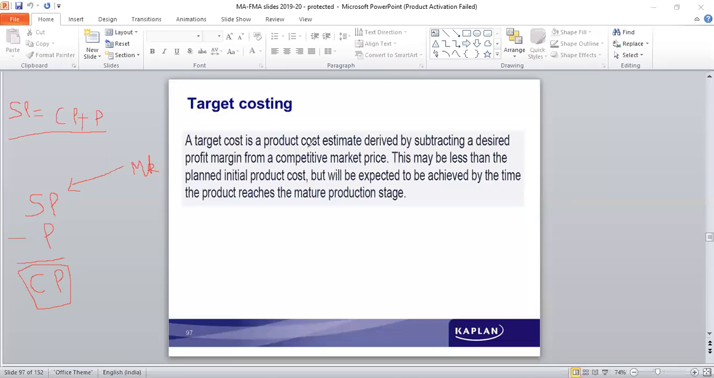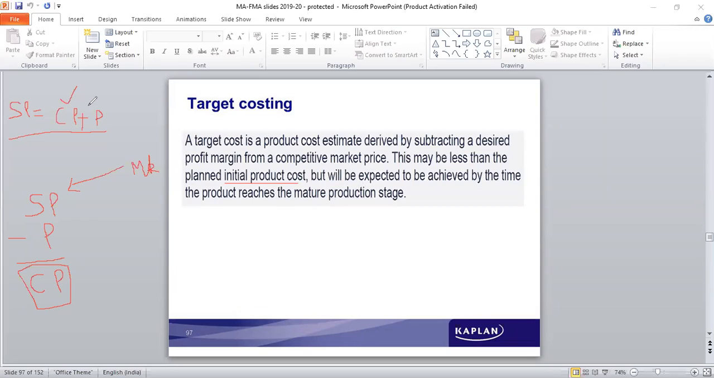It says that a target cost is a product cost estimate derived by subtracting a desired profit margin. Profit is deducted from the selling price. By subtracting a desired profit margin from a competitive market price, the price taken from the market, the result may be less than the planned initial product cost. Initially, if they were given a chance to spend as much as they feel is the right amount, they would spend that, but it will be expected to be achieved by the time the product reaches the mature production state.